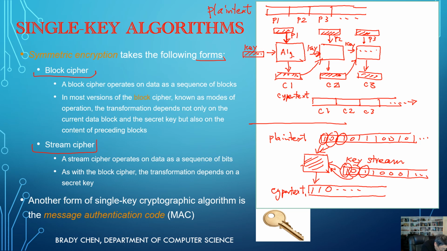Another form of the single key cryptographic algorithm is the message authentication code. It's called a MAC, which is widely used in practice. With a MAC, when you create one, you basically combine the secret key with the message.